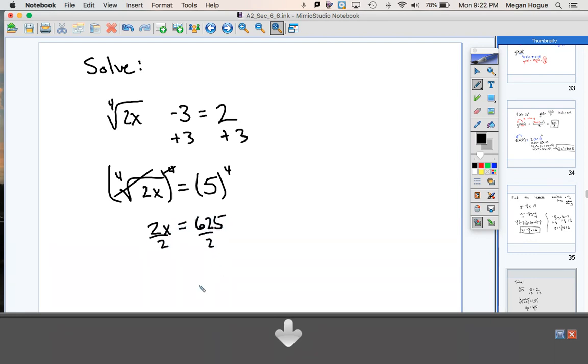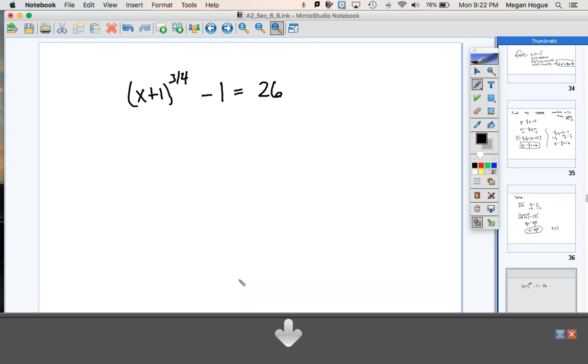Last step is to divide. I'm just lazy and I'm not going to try and divide that. I know it doesn't reduce. If you want to go ahead and divide it, you can. You're going to get 312 and 1/2. Either one of those answers would be okay.